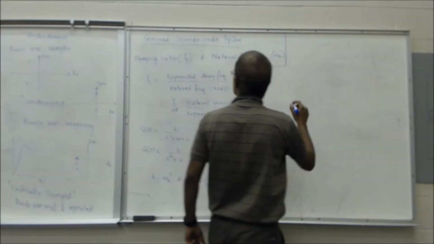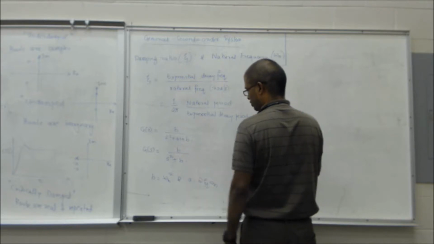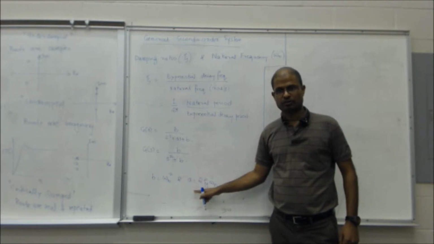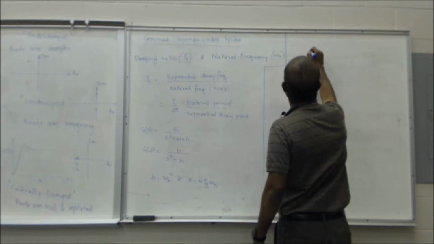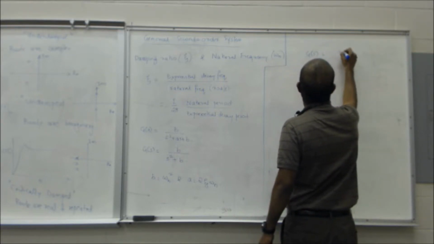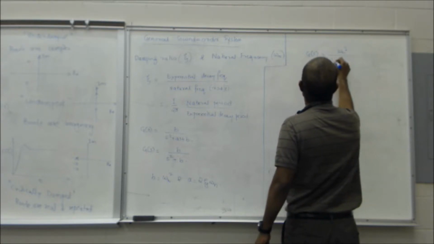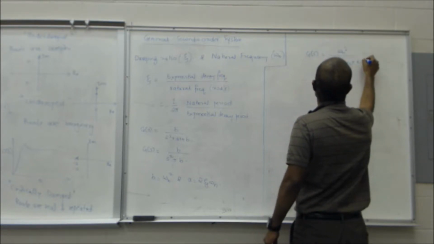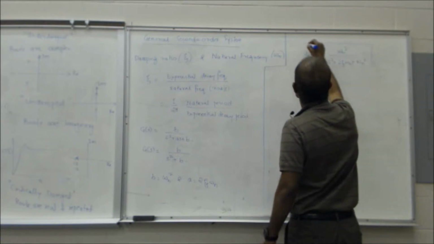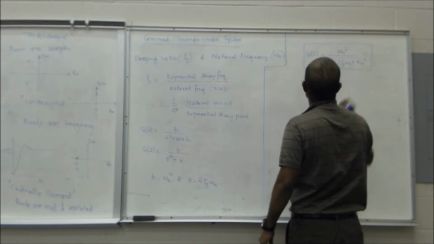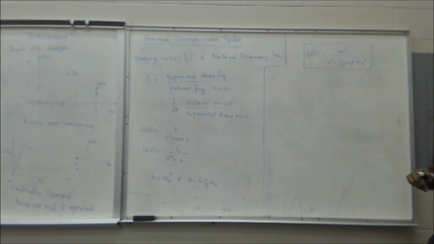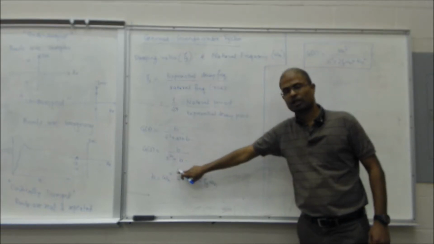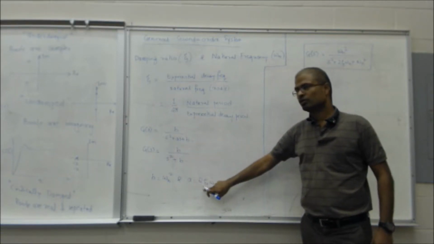So what you can do is represent the general second order system using its natural frequency and its damping ratio. So G of S is equal to omega n squared over S squared plus 2 zeta omega n s plus omega n squared. This is very important. You see, what I've done is I've just used this to replace B with omega n squared and A with 2 zeta omega n.